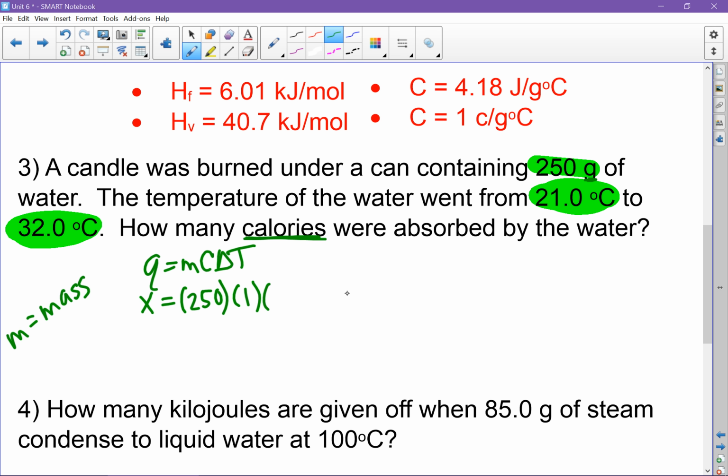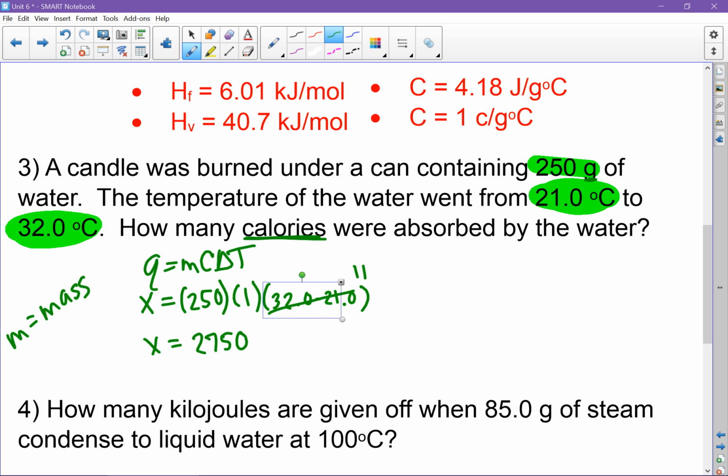For the delta T, we have to subtract the two different temperatures. You'll always need to do the bigger one first. Bigger minus smaller so you don't get a negative number. Okay, then we're just going to multiply and combine all this together. This subtraction equals 11. When I multiply the rest of it, I get 2750.